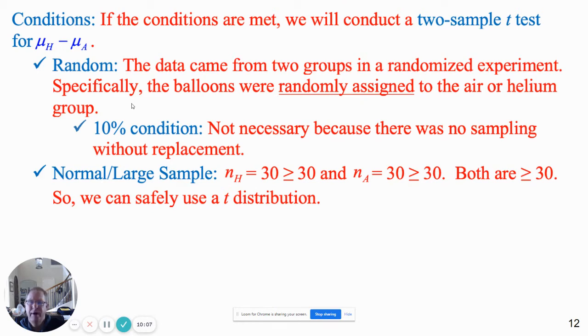Specifically, the balloons were randomly assigned to the air or helium group. The 10% condition, I've mentioned before, we do not do when we're doing experiments, so I just write out, not necessary because there was no sampling without replacement. Then we have to check the normal and large sample condition. We are not told the shape of the parent populations, but our sample sizes are 30, which meets our condition. So since both are at least 30, we can safely use the t-distribution. We can proceed.